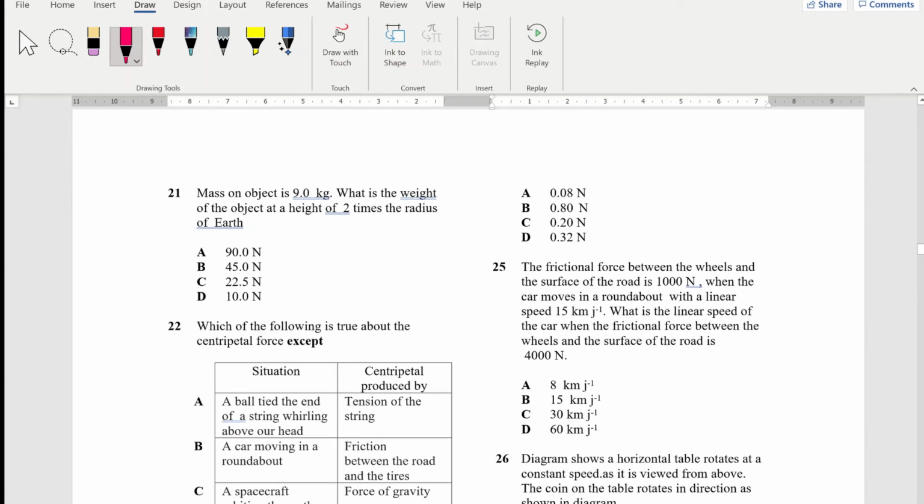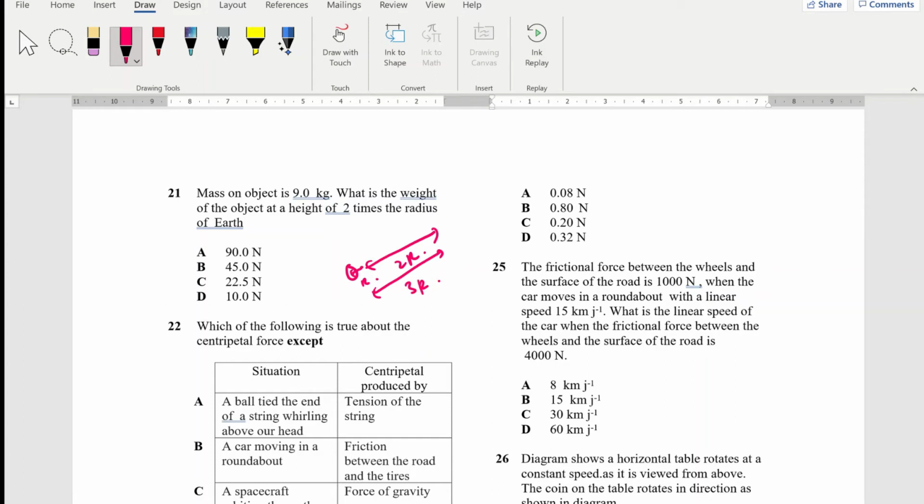21. Mass of an object is 9 kg. What is the weight of the object at height of 2 times the radius of Earth? Okay, mass dia 9 kg. Weight of the object at the height of 2 times radius of the earth. Okay, so maksudnya dia punya R sekarang ni 2R. So tambah yang ni lagi 1R, dia jadi 3R lah.